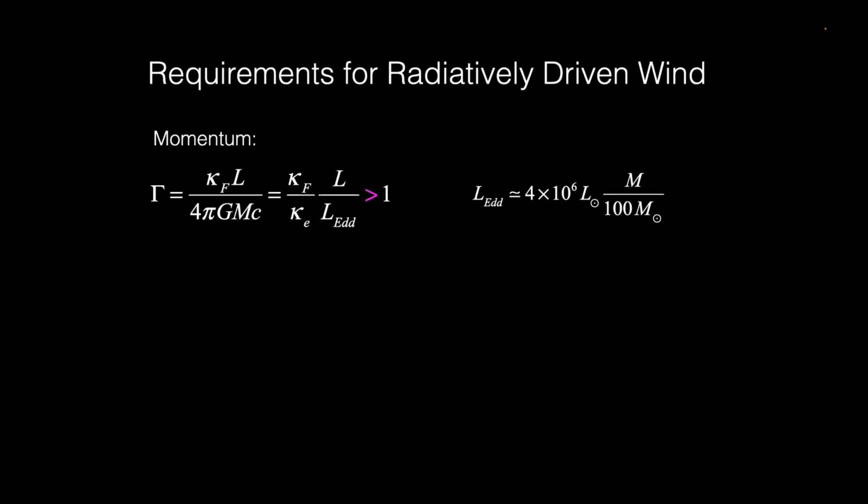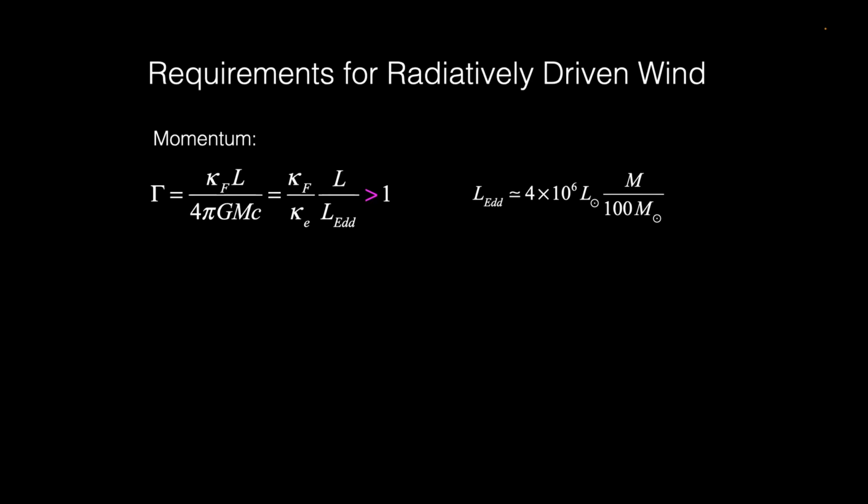The flux-weighted mean opacity times the luminosity has to be greater than the Eddington luminosity. So that's one thing. That's kind of like saying if you want to launch something into space, you've got to overcome gravity. And it's relatively easy to do that, but what's hard to do is to make it so that it makes it all the way to orbit or to escape.